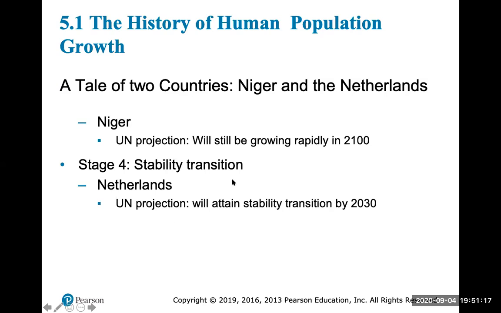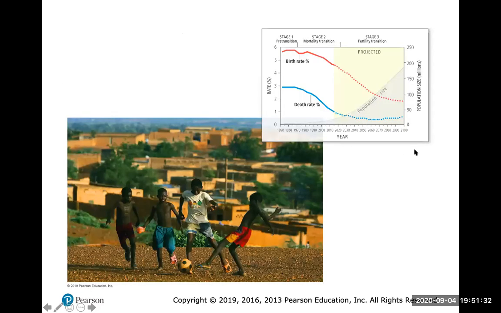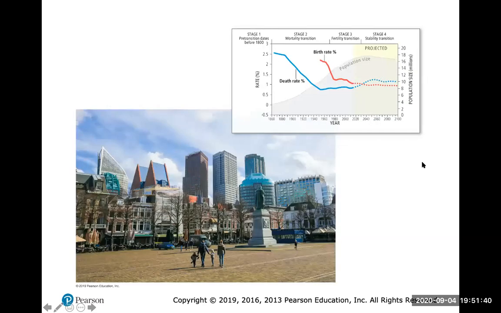And then the stability transition: the UN projection is that the Netherlands will reach a complete 0 growth rate by 2030, and they project that Niger will still be growing rapidly in 2100. So this is a look at Niger, the birth rate and death rate. And this is a look at the Netherlands, looking at their birth rate and death rate and how they're starting to become equal in the stability transition stage.